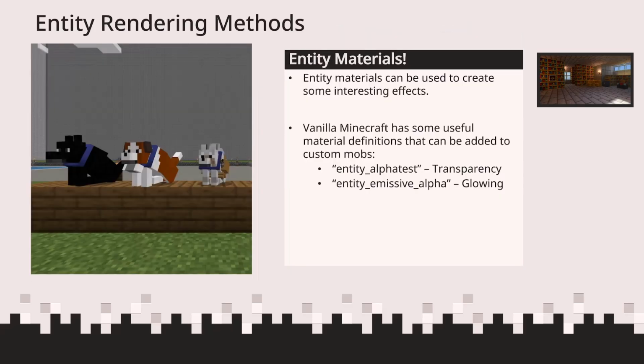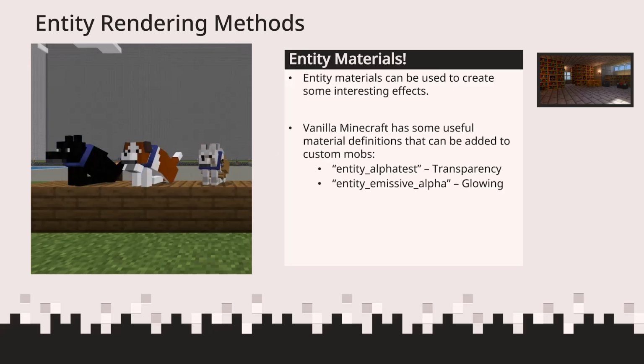Entity materials are used to create different effects with entities. Things like transparencies and glowing effects, all of that is ultimately determined by what material the wolf is using, whether you're going to be able to do the texture layering. All of these different things ultimately come down to entity materials. There are some materials available in vanilla Minecraft that we have access to that are quite handy for creating different effects. So we have entity alpha test, which is used for transparency, and we have entity emissive alpha, which is used for the glowing effect.